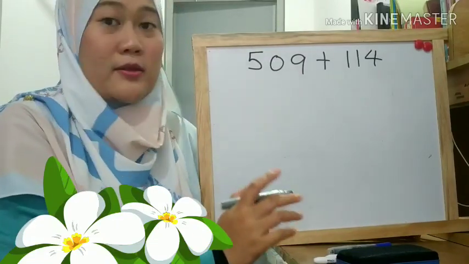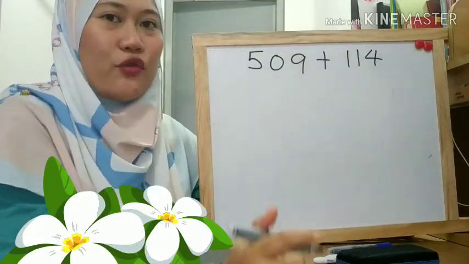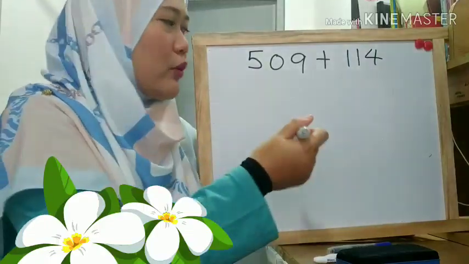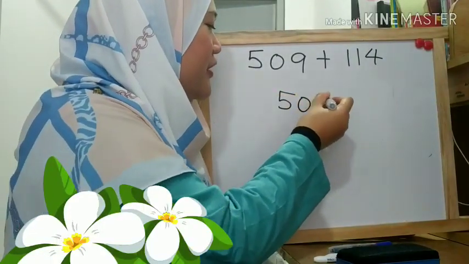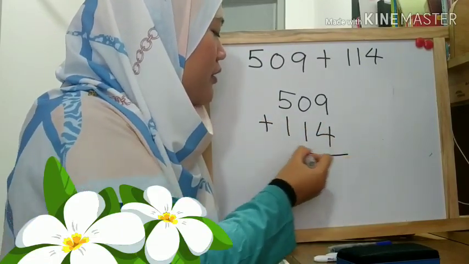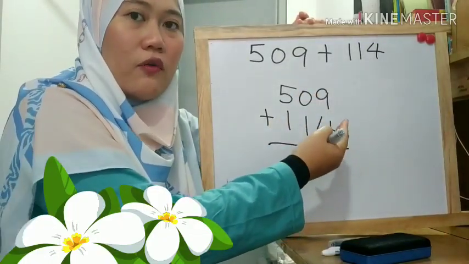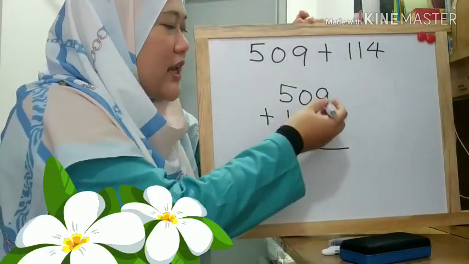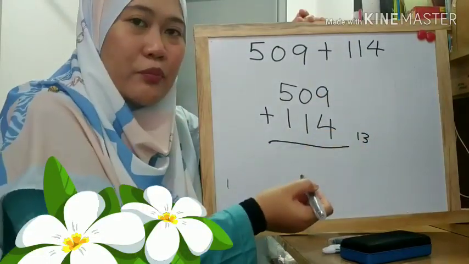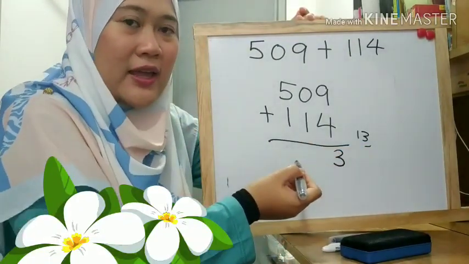Okay, next question will be 509 plus 114. Make sure before you calculate, you arrange the number properly. 509 plus 114, like this. You need to answer from place value of 1 first. From the back. Okay. 9 plus 4 is 13. 3 put where? 3 is the 1. So 3 put at the 1's place value.